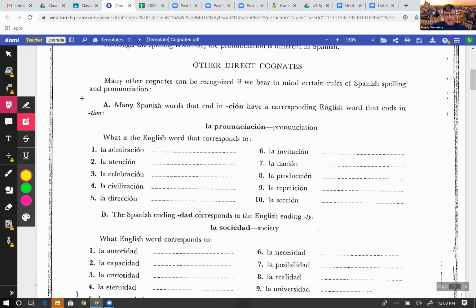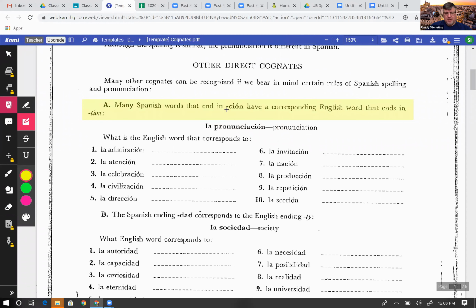So the first pattern talks about right here. If a word ends with C-I-O-N, that's the equivalent of a T-I-O-N word. And guys, I can't think of an example when that doesn't work. Every word that I can think of in English that ends with T-I-O-N has a corresponding word in Spanish that ends with C-I-O-N. Now, they do have an accent mark over the O in Spanish, but that's just part of the pronunciation.